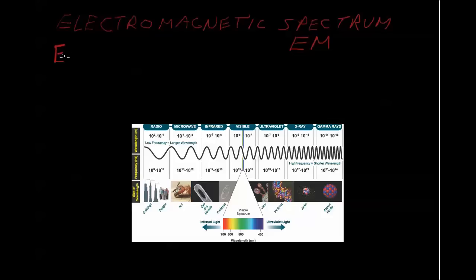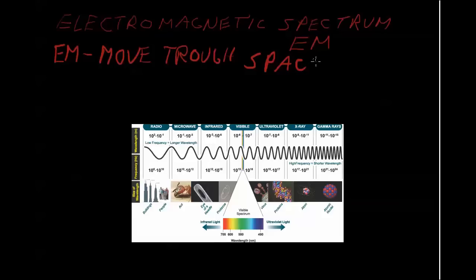So the EM can move through space or move through nothingness. If you remember, the sound wave or longitudinal wave has to have a medium. The electromagnetic spectrum does not. Think of light from the sun. And we're going to look at the sample of the electromagnetic spectrum here and kind of point out some things.